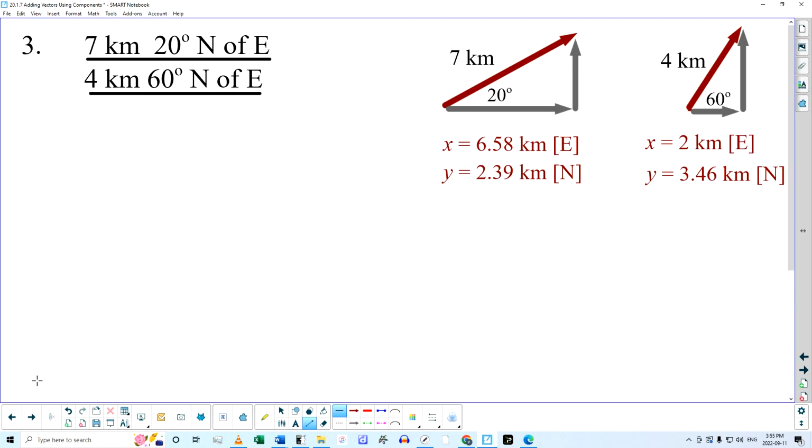So the logic here is that this first vector of 7 kilometers at 20 degrees north of east is no longer needed because we have this x and y component which replace it. And this 4 kilometers at 60 degrees north of east, that can go in the bin as well because we have an x and a y component which when added together give that original vector. So we can use these two components instead.